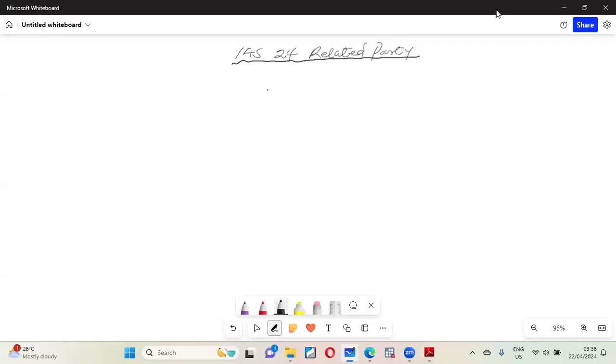All right, so good morning once again, and we want to turn our attention to IAS 24, which is related party transaction. So we're looking at related parties. Like we do, we need to define the concept. So let's look at the definition.